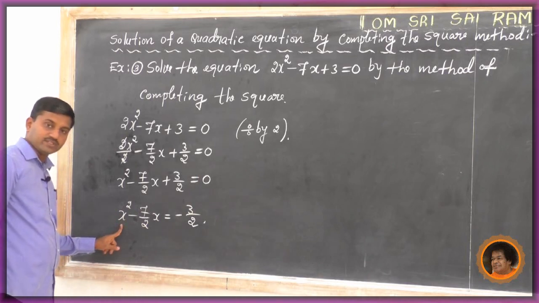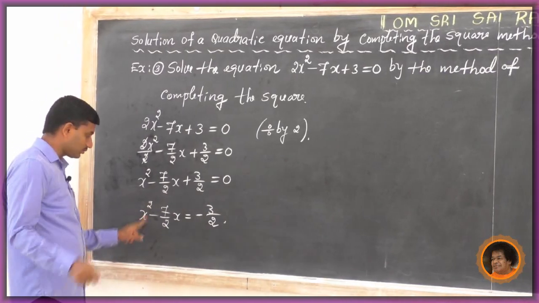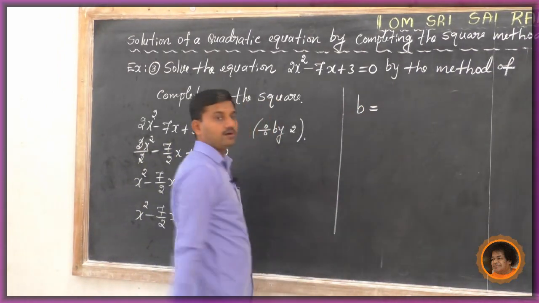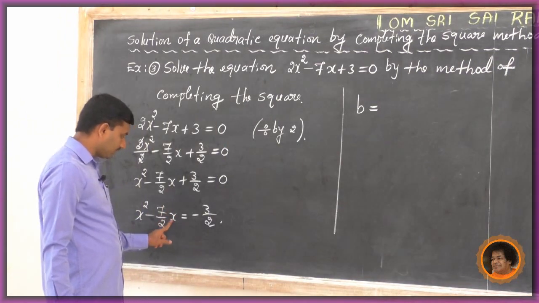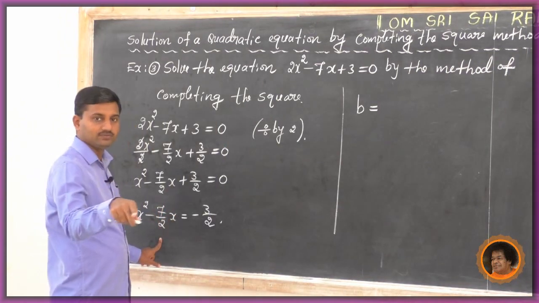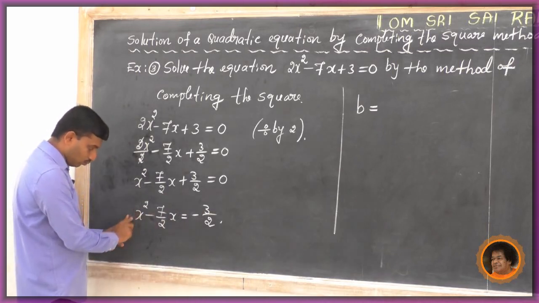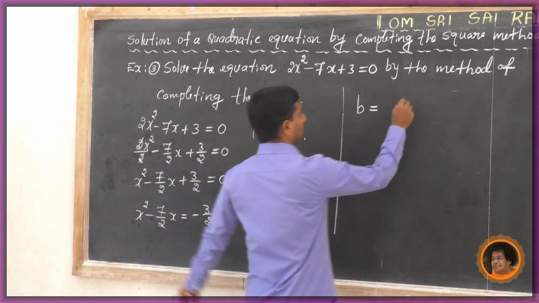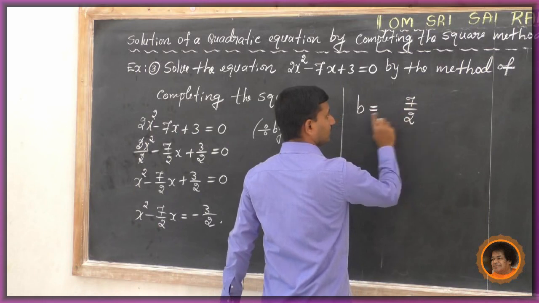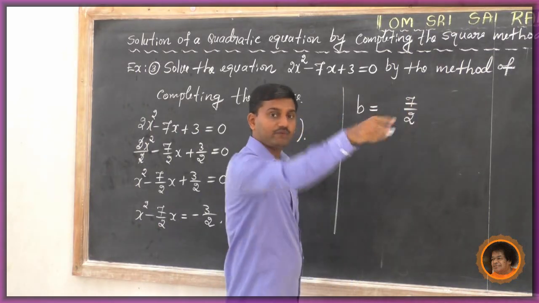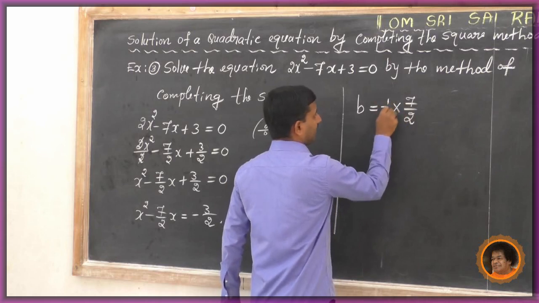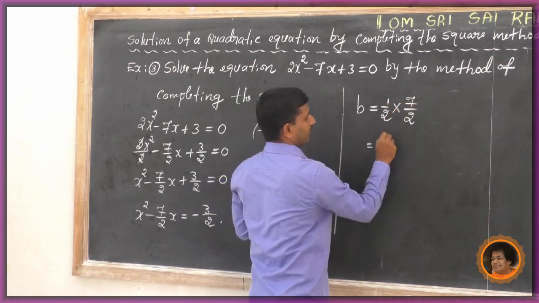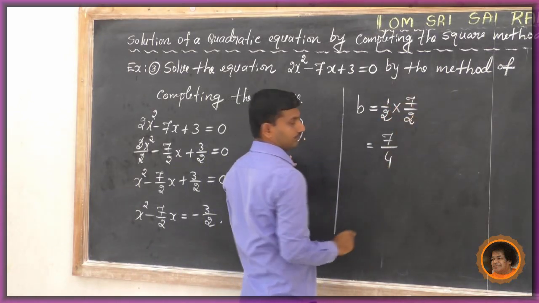Next, look at the coefficient of x square. Suppose the coefficient of x square is 1, then take half the coefficient of x. Here the coefficient of x is 7 by 2, so b equals 7 by 2. Half the coefficient of x means multiply by half: half into 7 by 2 equals 7 by 4. Then square it.